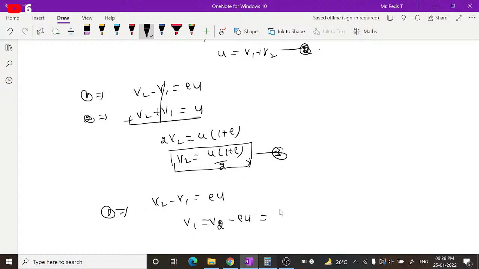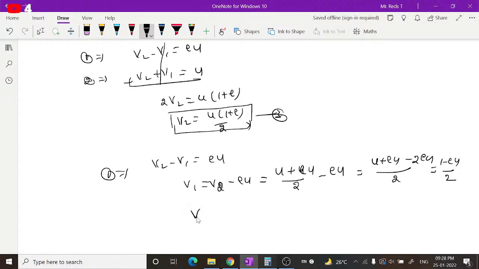is equal to, v2 is u plus eu divided by 2, minus eu. So you can simplify this as u plus eu minus 2eu divided by 2. So u plus eu minus 2eu gives u minus eu. So this becomes (1 minus e) u divided by 2. So therefore you will get v1 is equal to (1 minus e) u by 2. This is v1. Let's consider this as equation number 4.